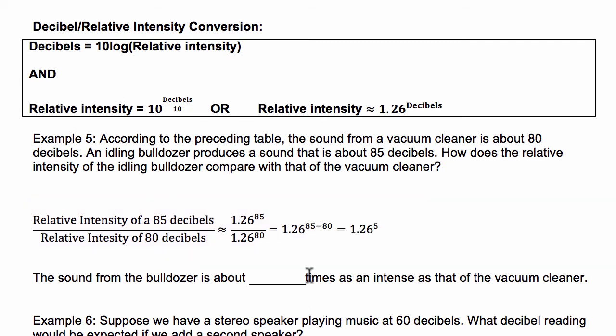That is, the ratio of relative intensity is 1.26 to the quantity 85 minus 80, or 1.26 to the fifth power. This is not something I could do in my head, so I'll put this into my calculator. 1.26 to the fifth power is approximately 3.2. This means the sound from the bulldozer is about 3.2 times as intense as that of the vacuum cleaner.